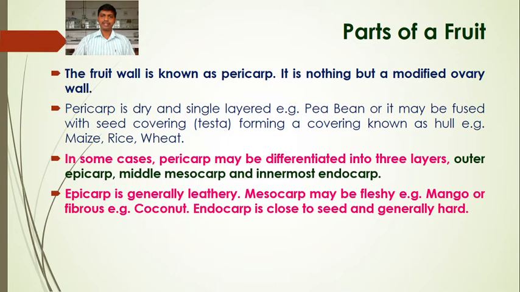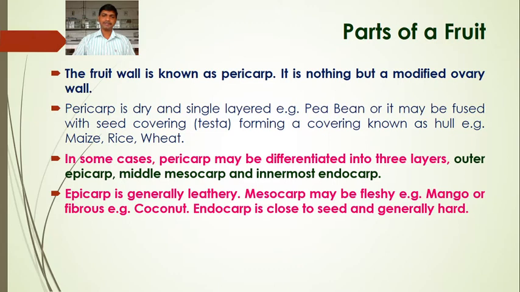So the layer which is present on the outer side is the epicarp. The layer which is present in the middle of the fruit is mesocarp, and the innermost layer is the endocarp. Okay. Epicarp is generally leathery. Mesocarp may be fleshy, for example mango, or it may be fibrous, for example coconut. Endocarp is close to the seed and generally hard. Okay. So this is the general nature of the layers of pericarp, that is the epicarp, mesocarp and endocarp.